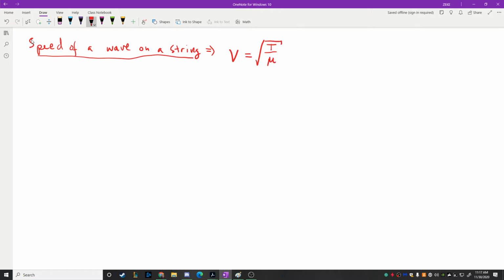So the speed of a wave on a string is a function of two things. It's a function of T, which in this case is the tension within the string. And it's a function of mu, where mu is the linear mass density. It's basically the mass of the string divided by the length of the string. So it's the mass divided by the length. This is referred to as linear mass density.